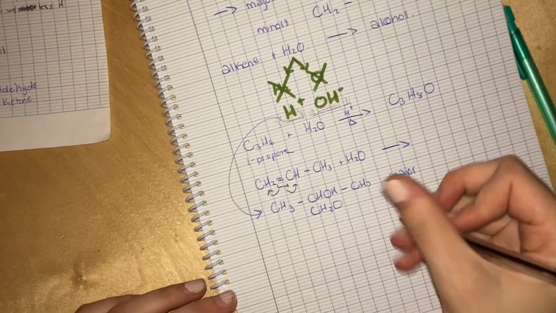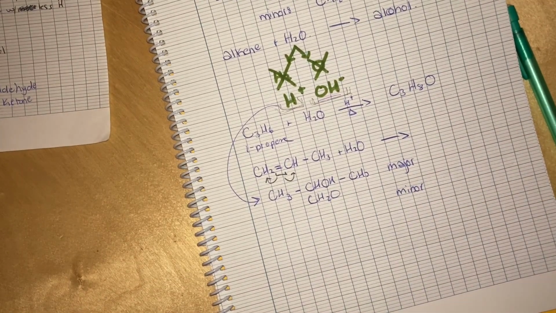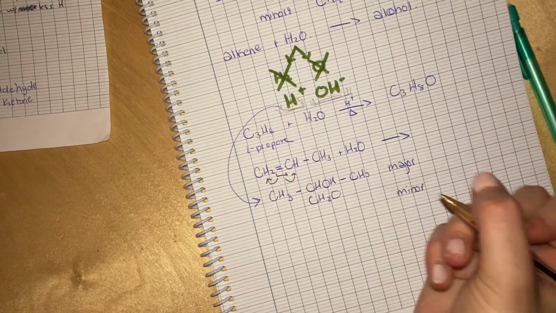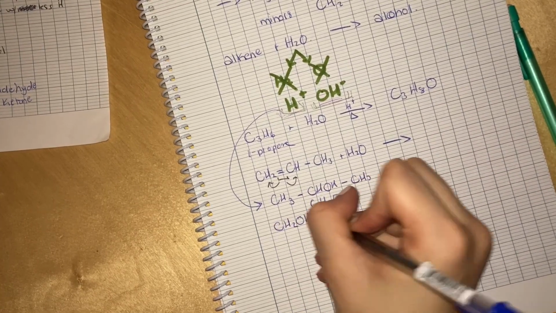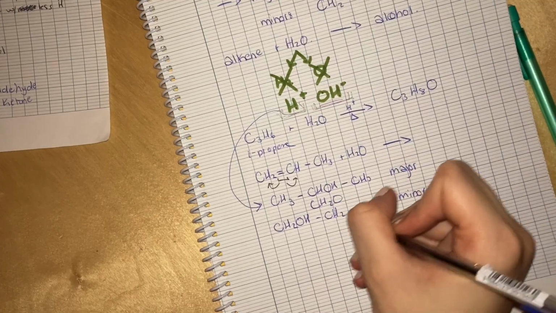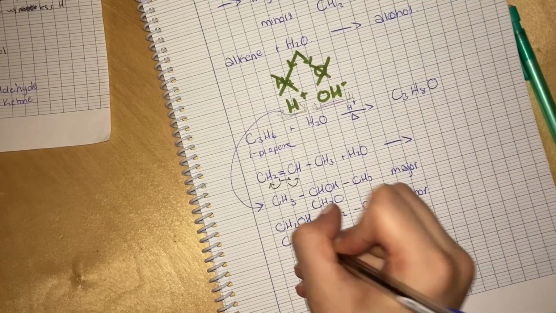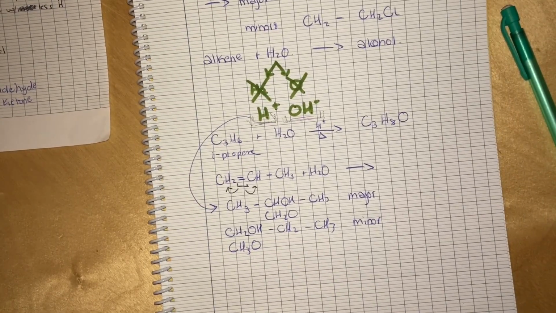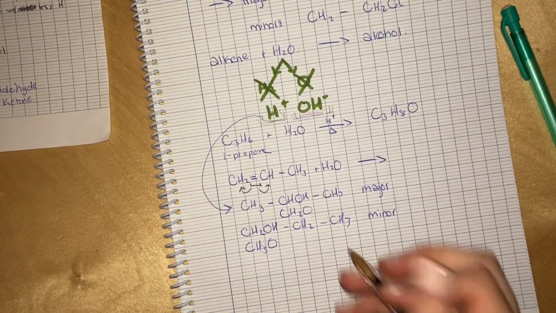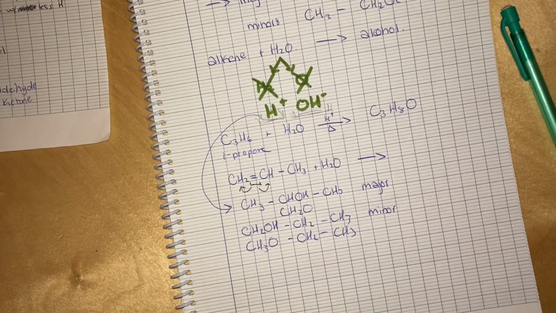Now, the minor version of this, I'm assuming you can guess it. If you can't, sit for a minute and try to figure it out. Good job. The minor version of this is going to be CH2, OH, CH2, CH3, obviously. So this again could be CH3O to CH2 to CH3. So that is the minor right there. That is how you do hydration.